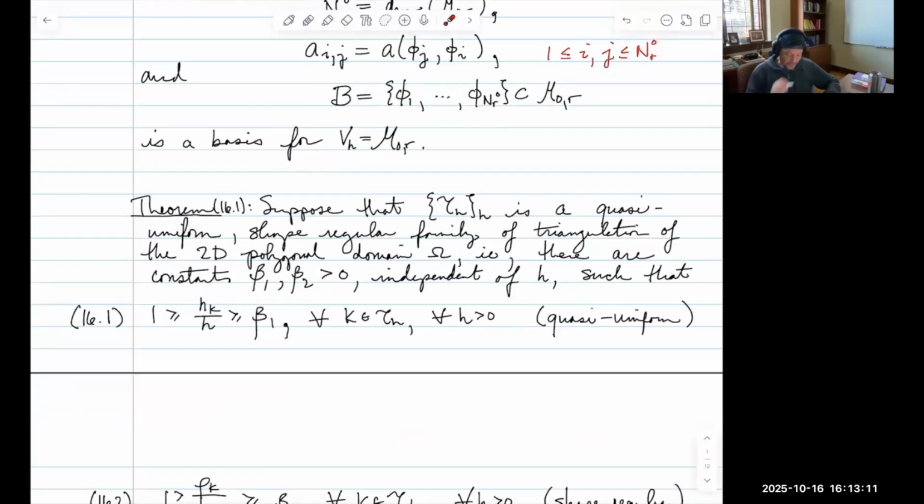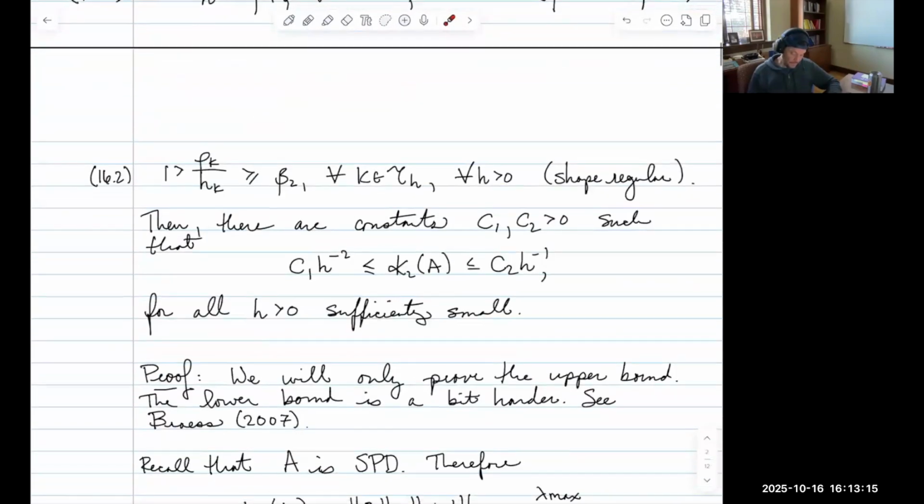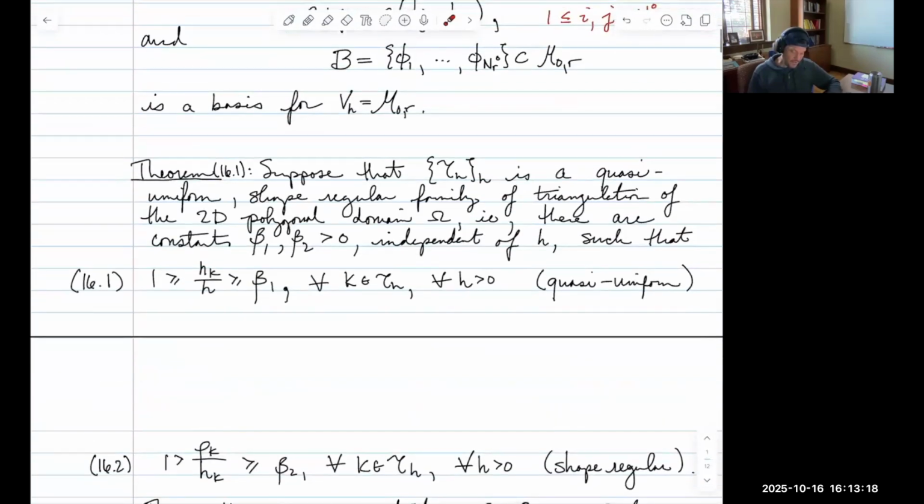So here's what we're going to prove. Suppose that tau_h is a quasi-uniform shape-regular family of triangulations of the 2D polygonal domain omega. So I've introduced already what we mean by a shape-regular family, but I've never talked about quasi-uniform. Let me give you the definition for that.